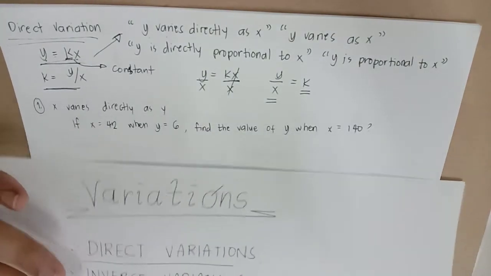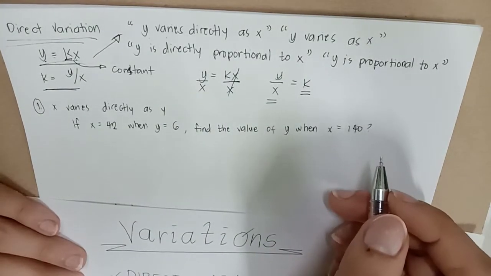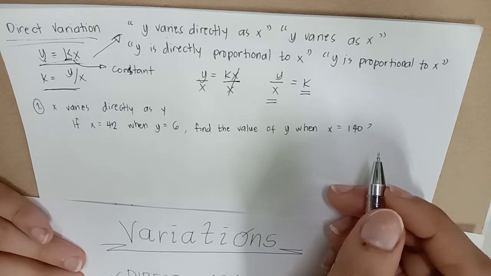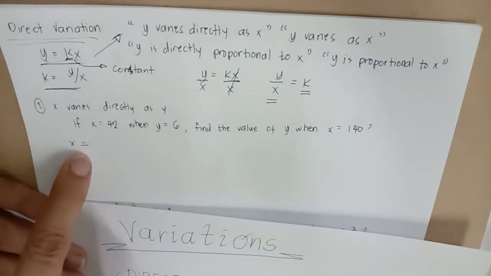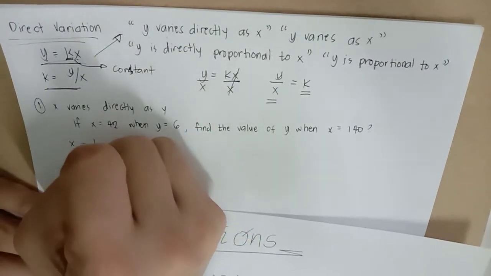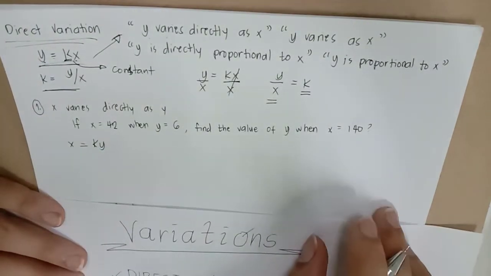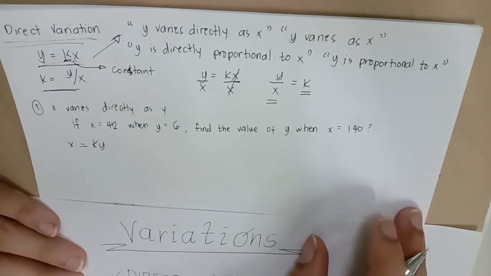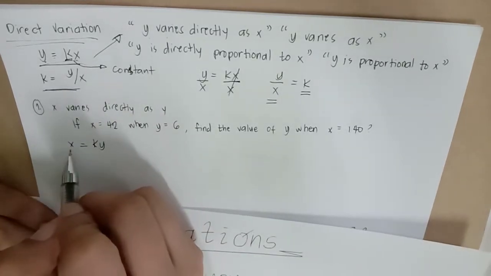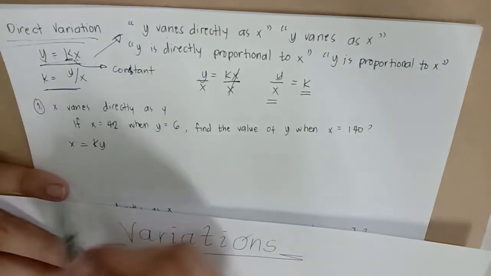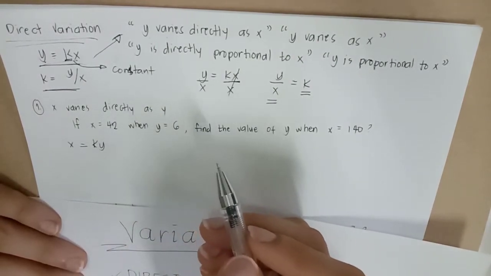Let's have the first one. Assume that x varies directly as y. So x equals k multiplied by y. Why did it change? It can change. I told you during our discussion that y and x can change places, or the letters can change. It can be A, B, C, D, and so on.